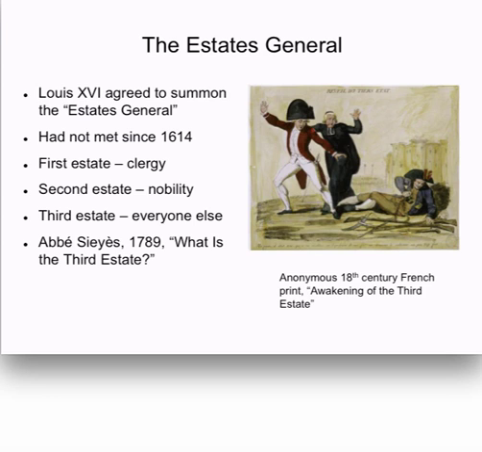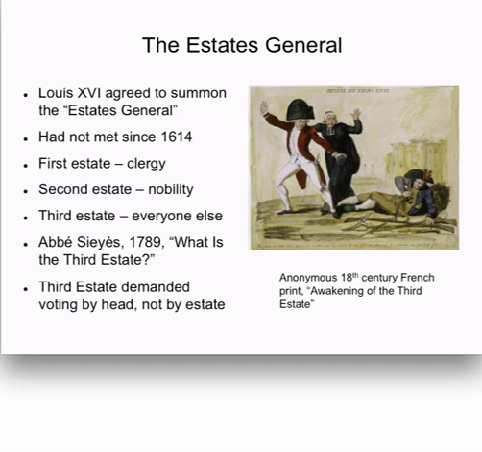Everything. Second, what has it been heretofore in the political order? Nothing. Third, what does it demand? To become something. So Abbé Sieyès was saying that even though it was the Third Estate that really was the heart of the kingdom, that did nearly all the work and paid nearly all the taxes, up to that point they had been nothing in the French political system. And they didn't demand everything, but they wanted to become something.